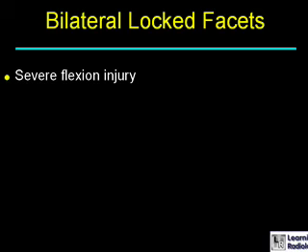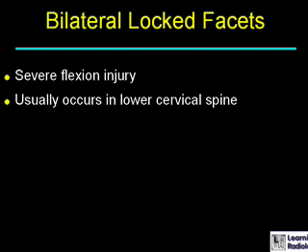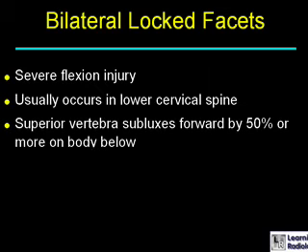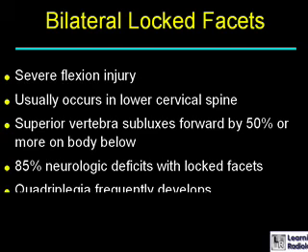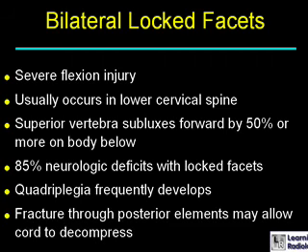Bilateral locked facets occur because of a severe flexion injury. They usually occur in the lower cervical spine. The superior vertebra subluxes forward by 50% or more on the body below. 85% of these patients have some neurologic deficit. Quadriplegia frequently develops, and there may be a fracture through the posterior elements, which can actually be of benefit since it allows the cord to decompress.